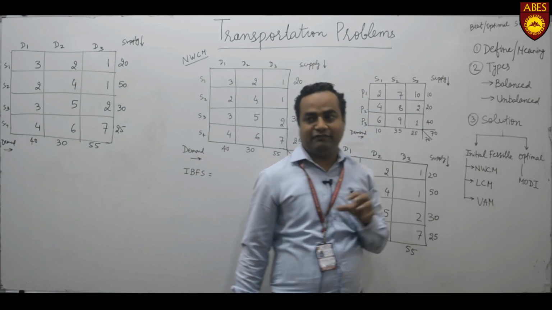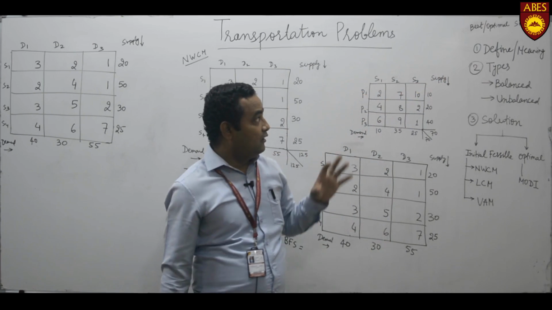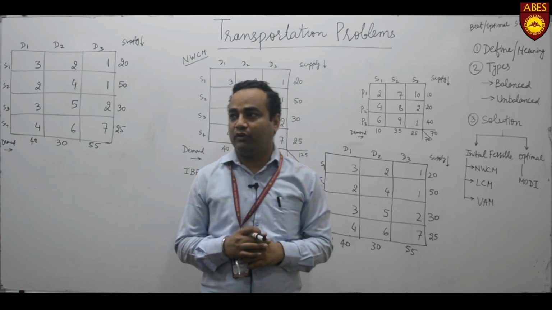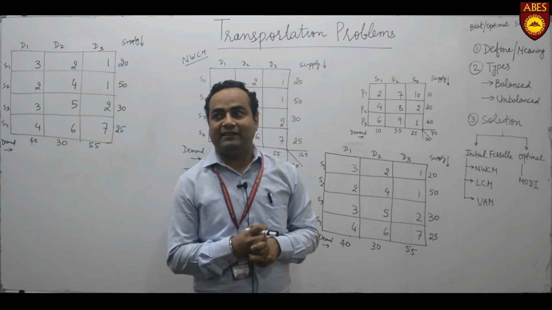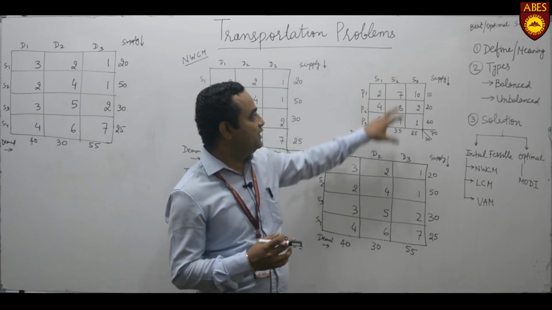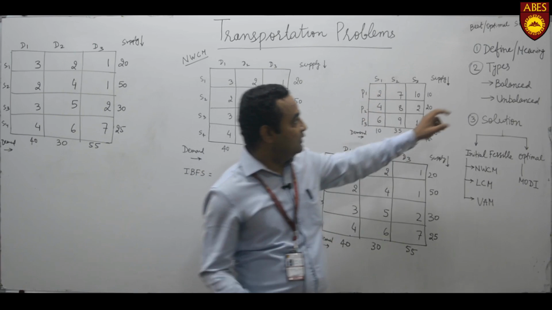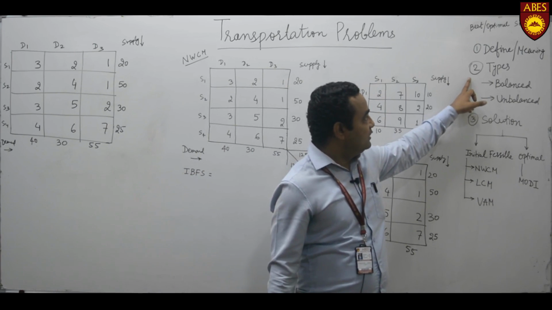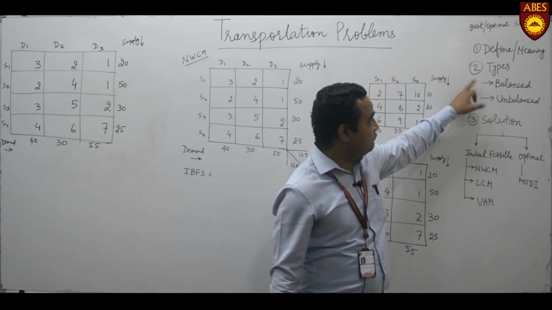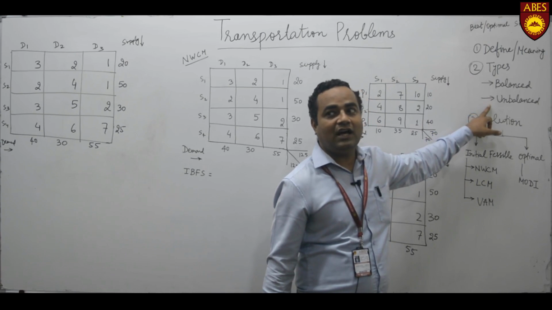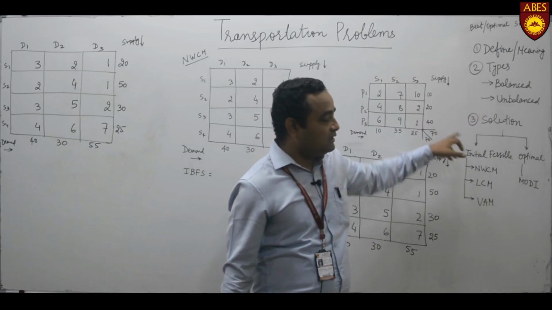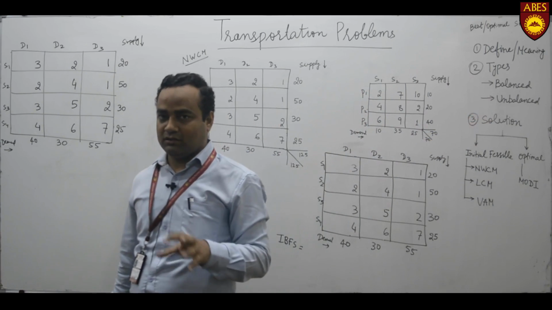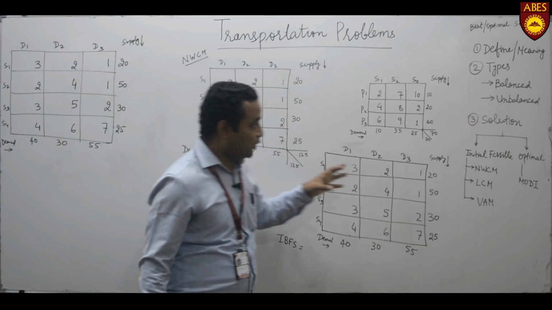There is no single definition available in any book to define a transportation model, but with the help of an example we can easily understand its meaning. Second is the types. There are two types of transportation models, one is balanced and the second is unbalanced. And third is the solution, which is a very important part of the transportation problem.